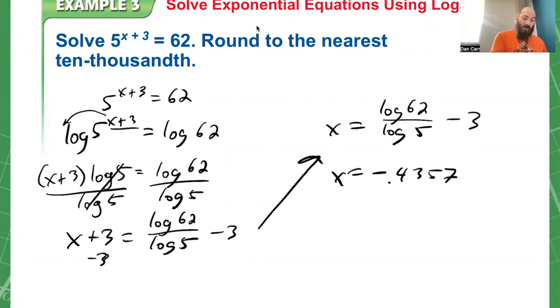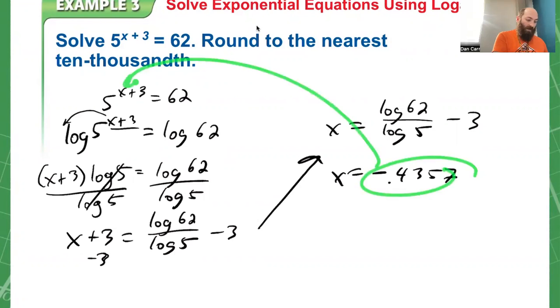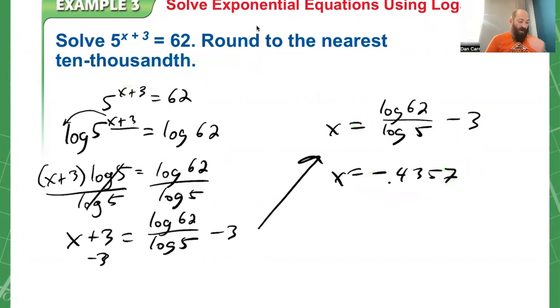If you want, you can take that, plug it back in here and double check. So 5 raised to about 2.5 power, almost 2.6, right around there, should come back out to 62.